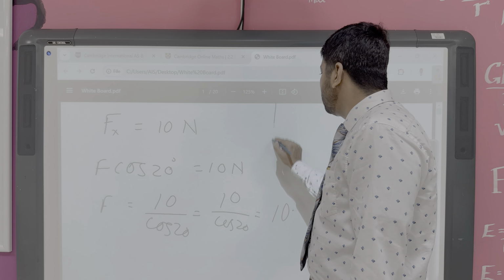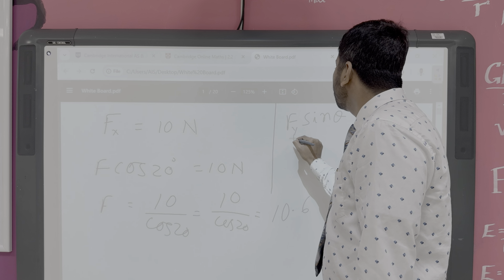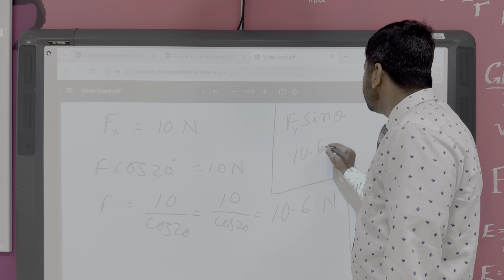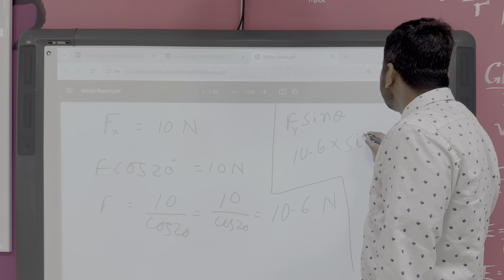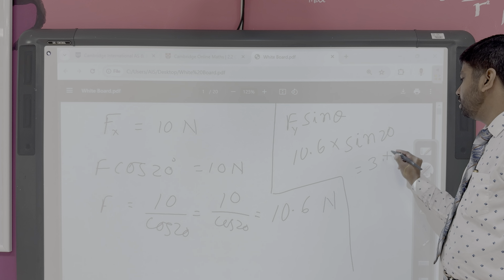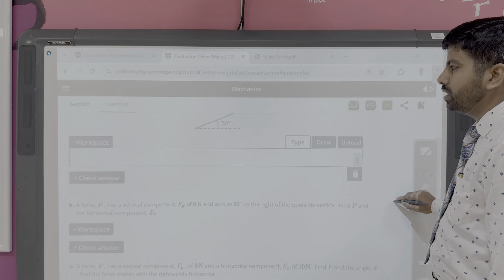Then its vertical component will be how much? F sin theta. Its vertical component is F sin theta. So then F is 10.6 into sin 20. How much is it coming? 3.64, or 3.6. So you can try all other questions. If anything, any doubt, you can ask me.